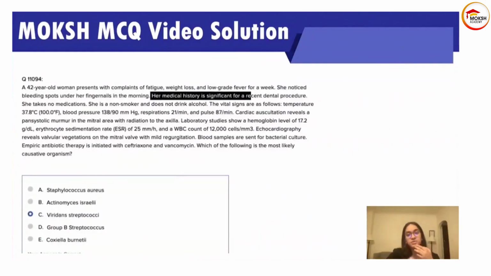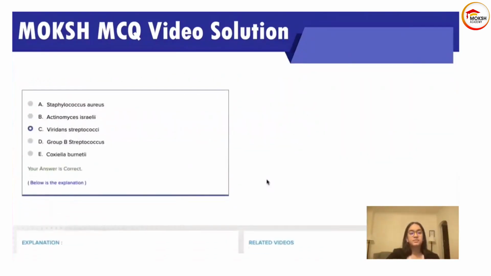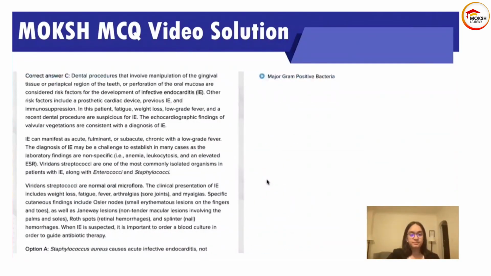So this is the main thing which is giving you your answer. Her medical history is significant for a recent dental procedure. So the second you know that, you have to think strep viridans.